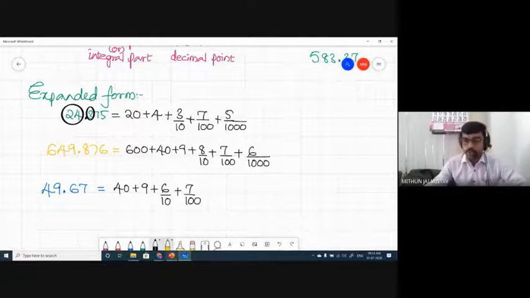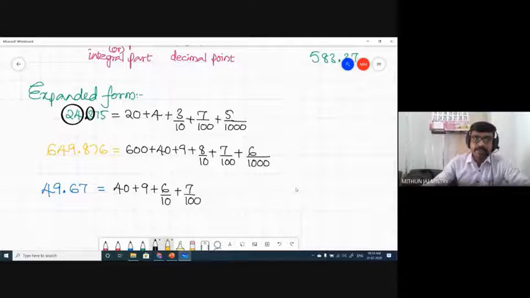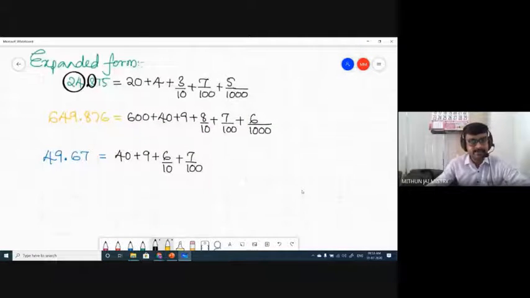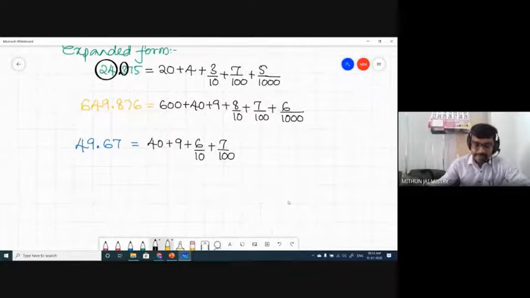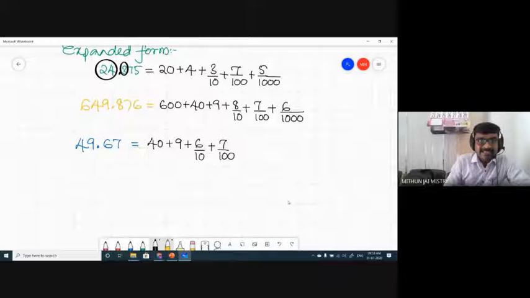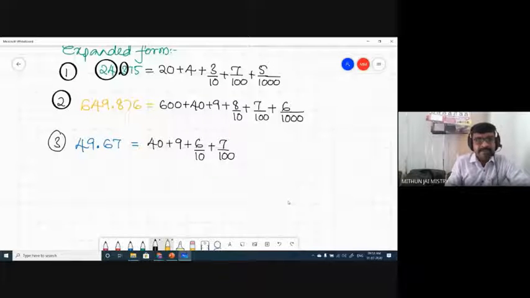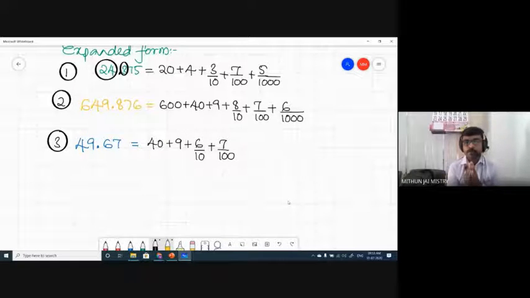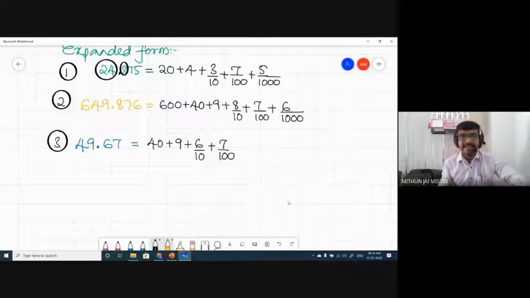Right. So now let us move ahead. You have learned what a decimal number is, what its parts are, and just now you have learned the expanded form also. So now let me ask, is this the only way we write the expanded form? I would say definitely no. We have one more way of writing the expanded form. Let me write that first.